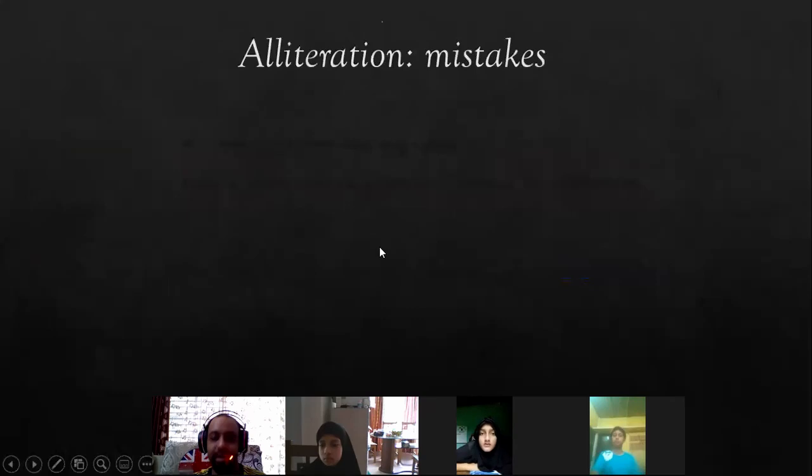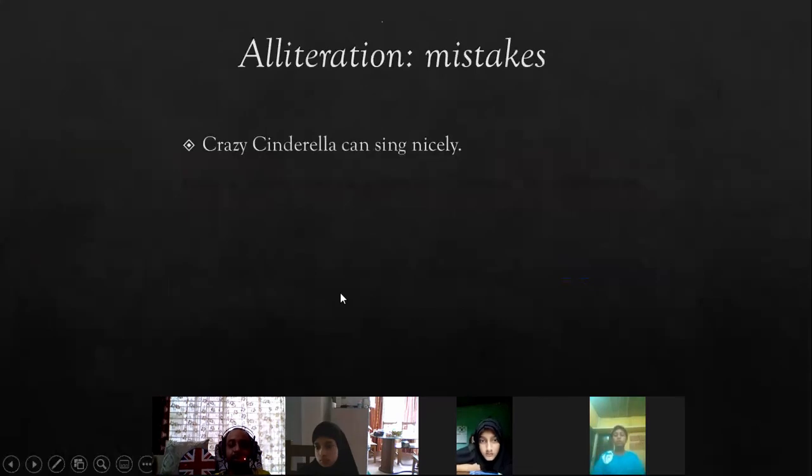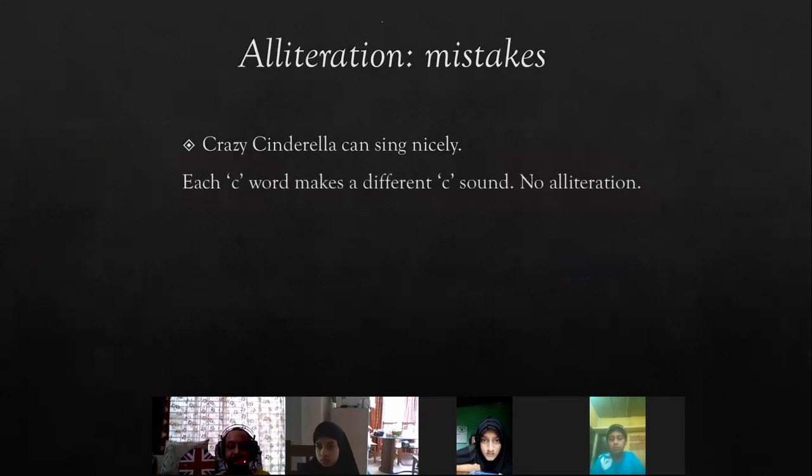Okay, so let's have a look at some mistakes that sometimes people can make when they try to make sentences with alliteration. Okay, so crazy Cinderella can sing nicely. Now, this is a mistake. Why? Because each C word is making a different sound. That's why there is no alliteration.